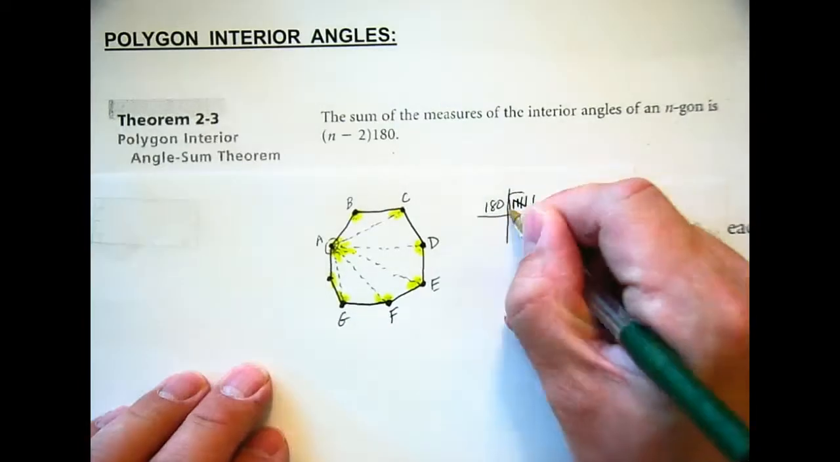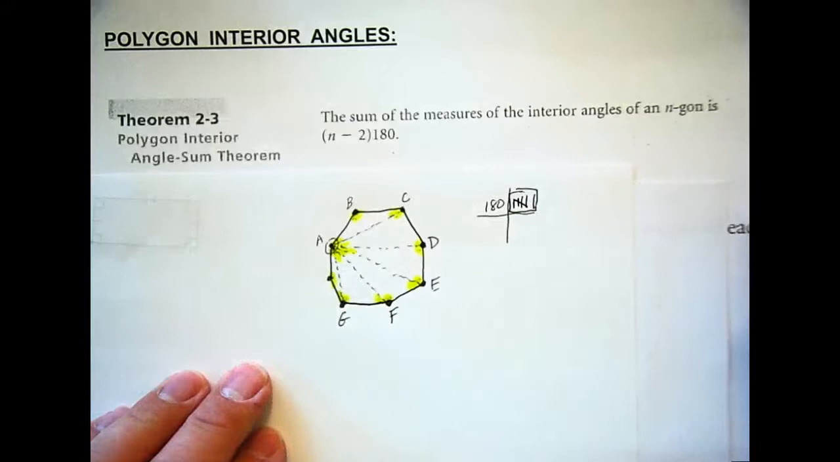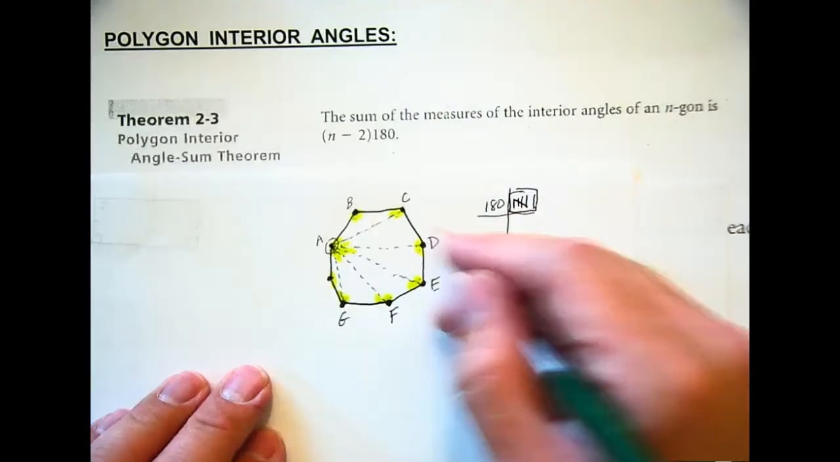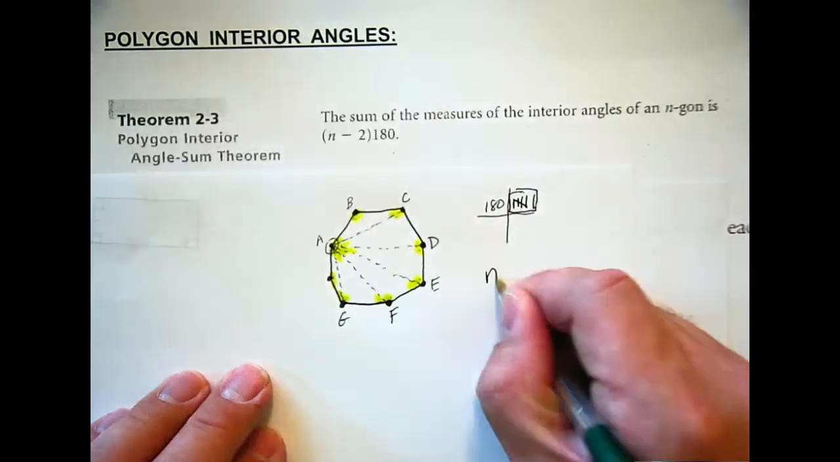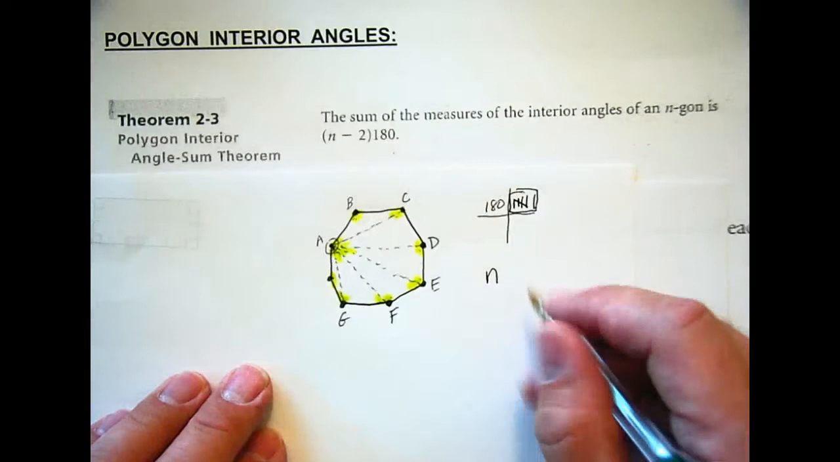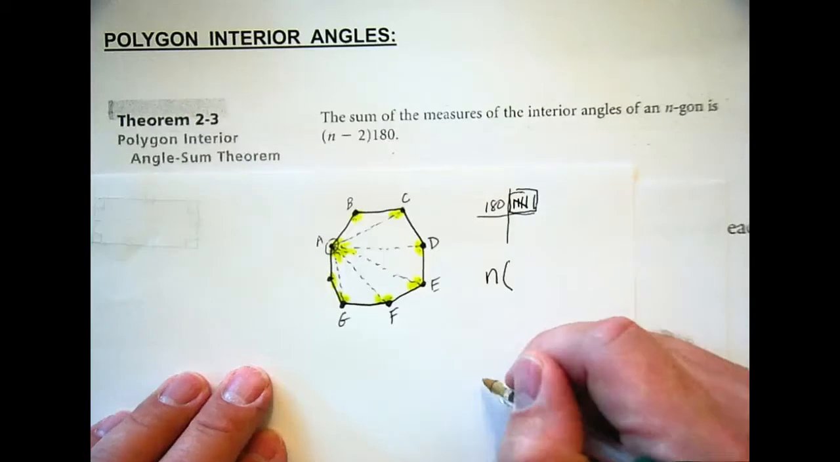How many 180s did I have? 6. How many sides did I have? 8. N stands for the number of sides. So N times, what was our formula?